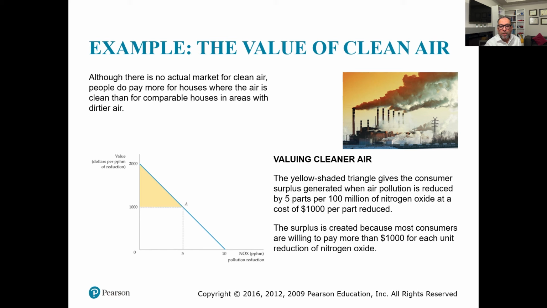The yellow shaded triangle gives the consumer surplus generated when air pollution is reduced by 5 parts per 100 million of nitrogen oxide at a cost of 1,000 per part reduced. The surplus is created because most consumers are willing to pay more than 1,000 for each unit reduction of nitrogen oxide. So this is all for part 2. Now we will cover part 3 and part 4 of this chapter to complete the topic of market demand.